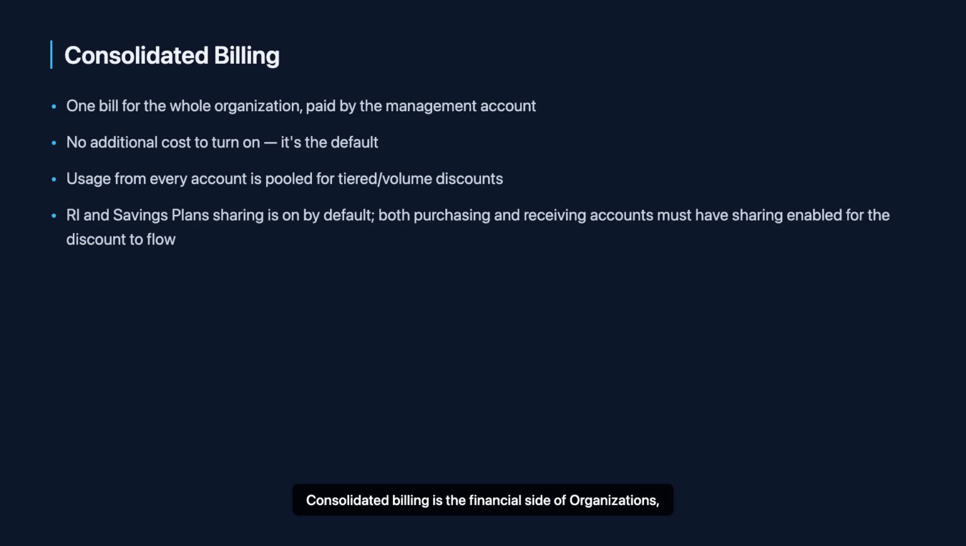Consolidated billing is the financial side of Organizations, and it's a quiet superpower. You get one bill for the whole organization, paid by the management account. There's no additional charge to turn it on. It's just how Organizations works by default. The interesting part is that usage from every account gets pooled when Amazon Web Services calculates tiered and volume discounts.